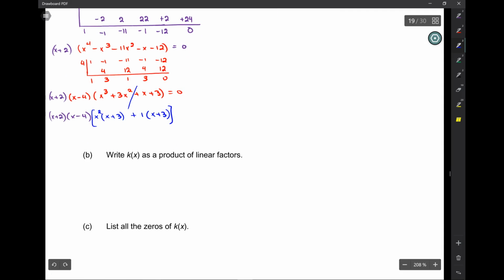Okay, equals 0. So x plus 2, x minus 4. Here I'm going to factor out the x plus 3, and I have x squared plus 1.